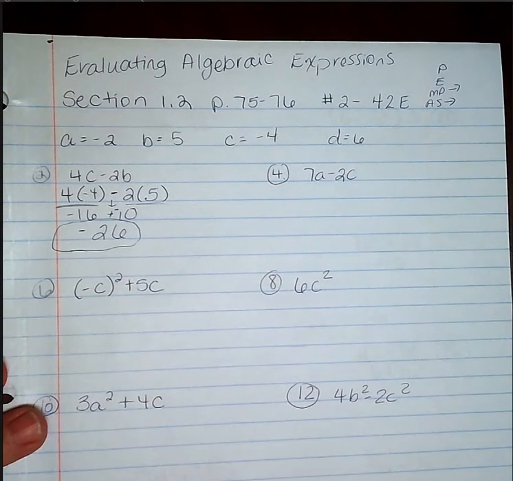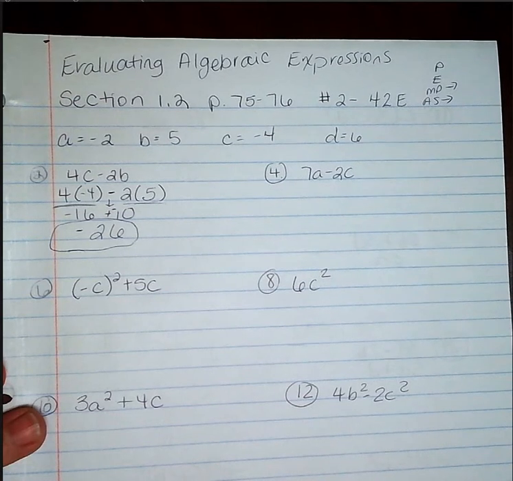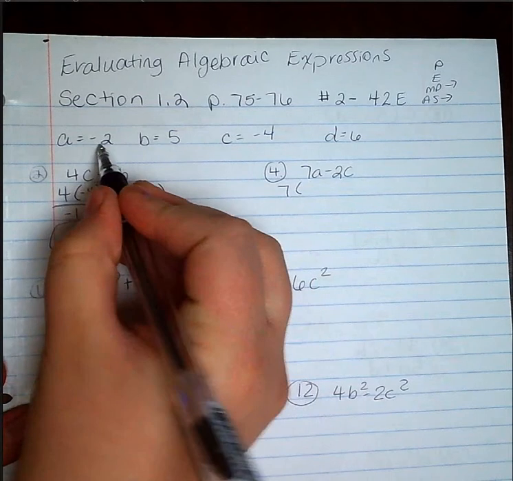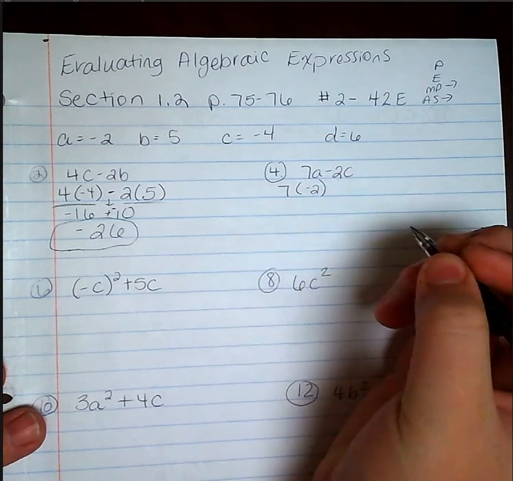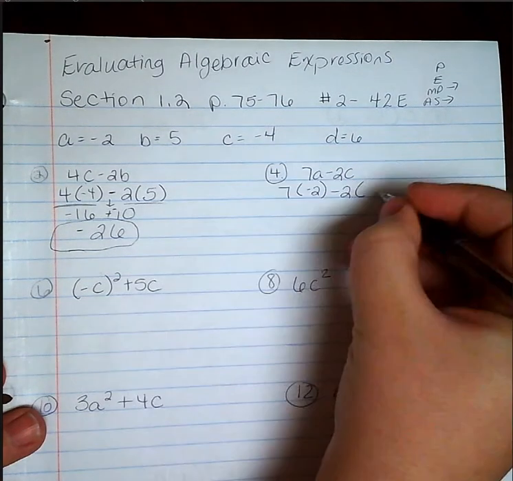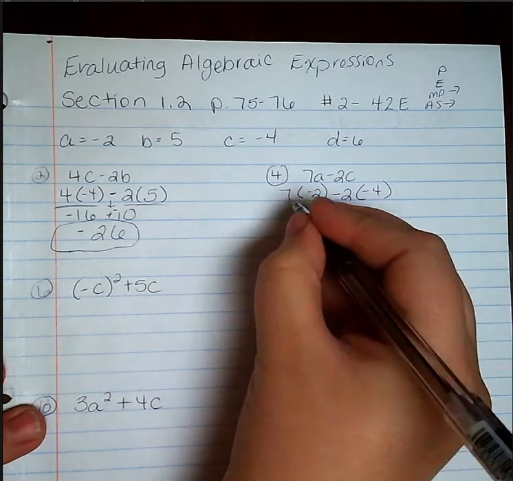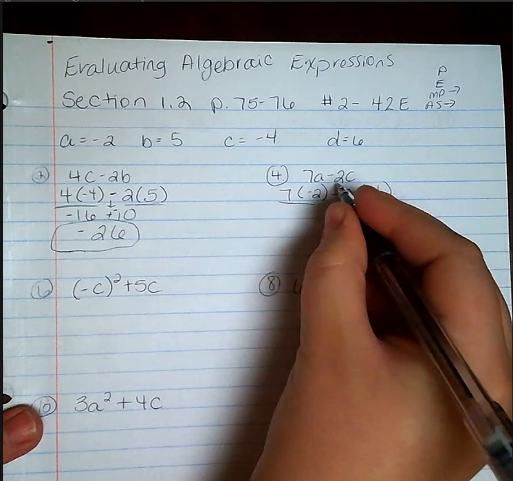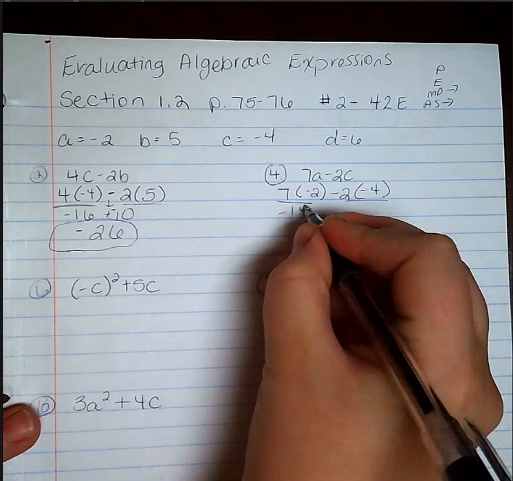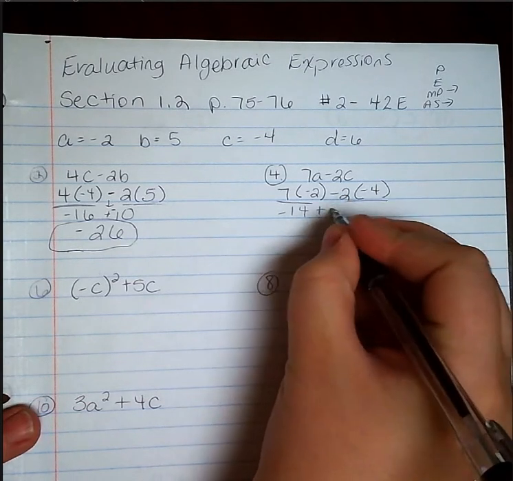So number 4 is almost identical to number 2. You're doing the same exact steps. So for a, we're going to plug in negative 2, and notice how I surrounded it with parentheses. And then c is negative 4. So now I evaluate. I'm going to take care of my multiplication before my subtraction. So 7 times negative 2 is negative 14. And then negative 2 times negative 4 is positive 8.